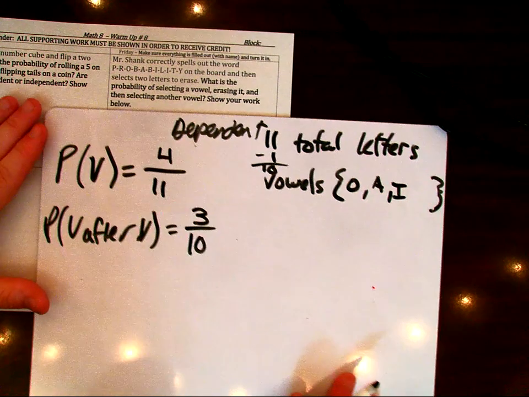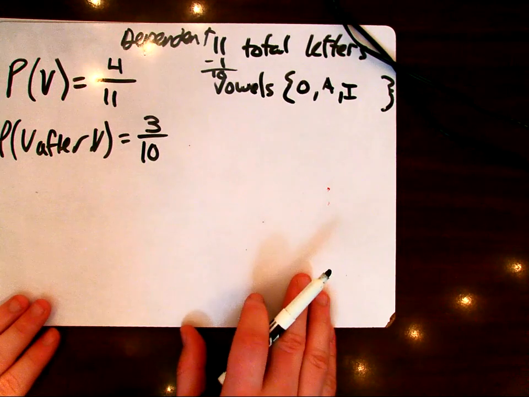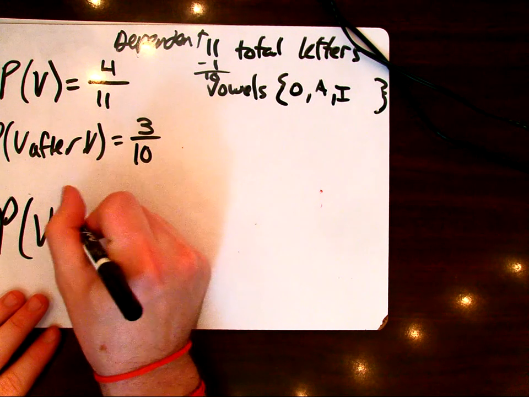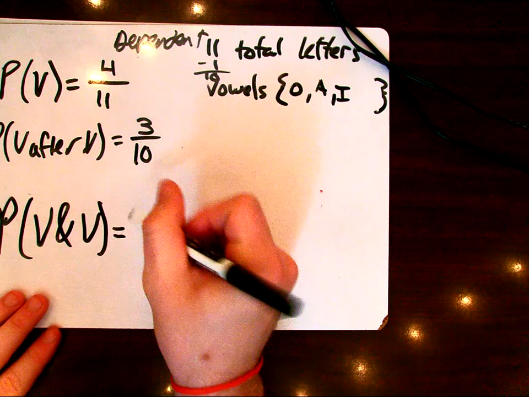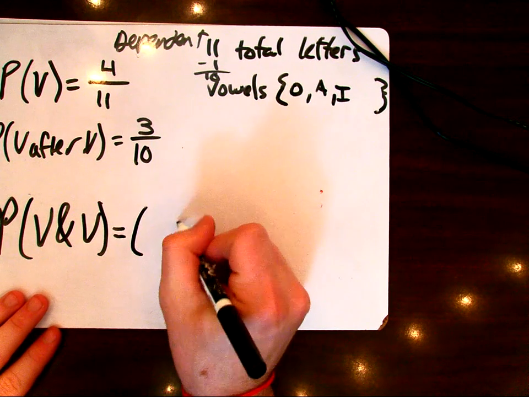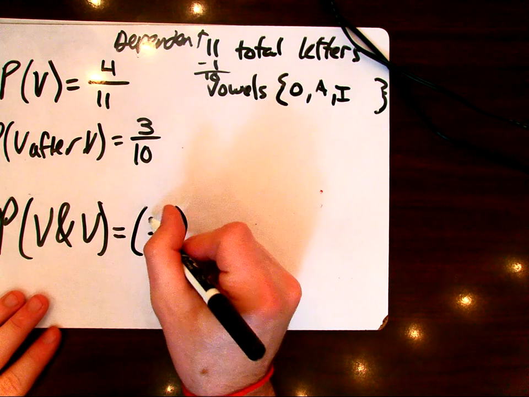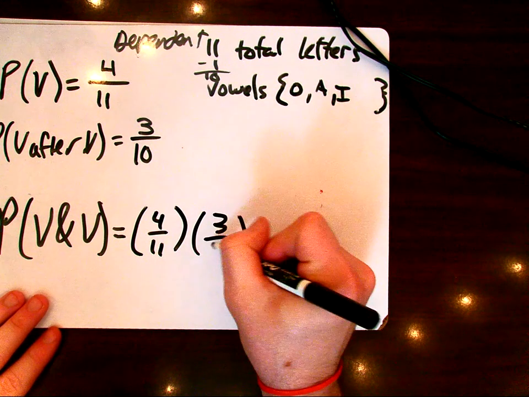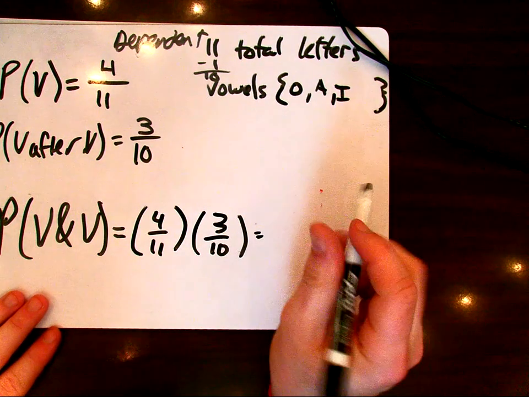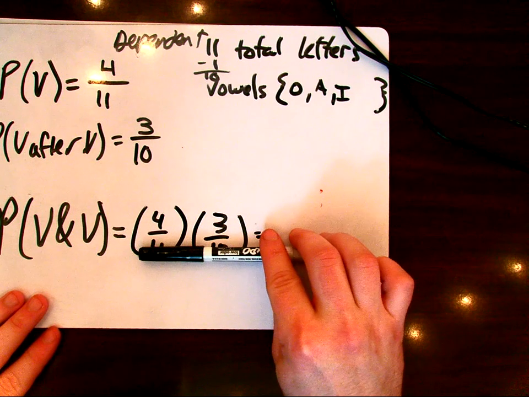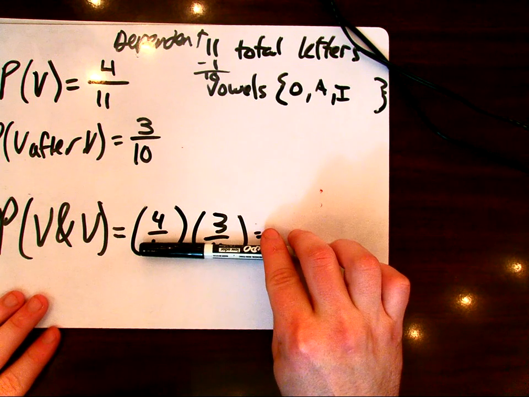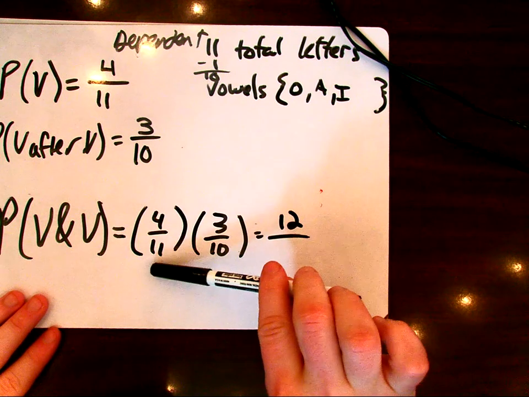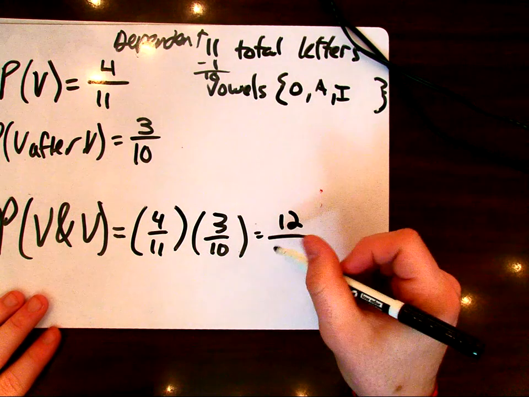For that compound probability, the probability of picking a vowel and another vowel is the multiplication of those two ratios. So we say 4 over 11 and 3 over 10. Just like we've been doing over and over again, multiplying the numerators together, 4 times 3 is 12, and 11 times 10 is 110.